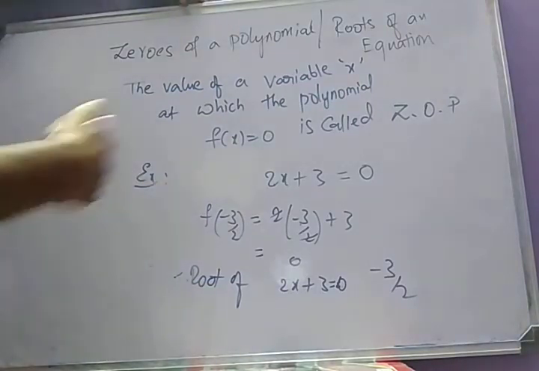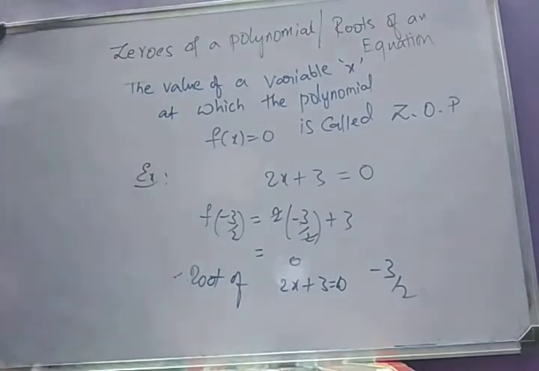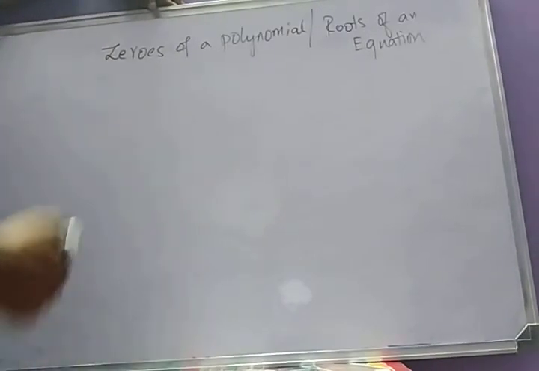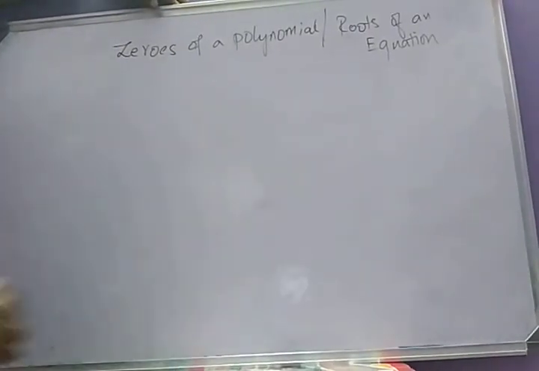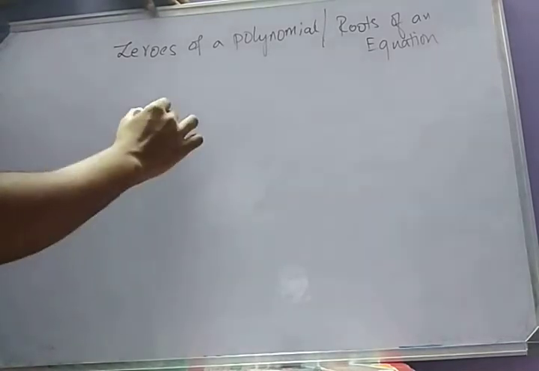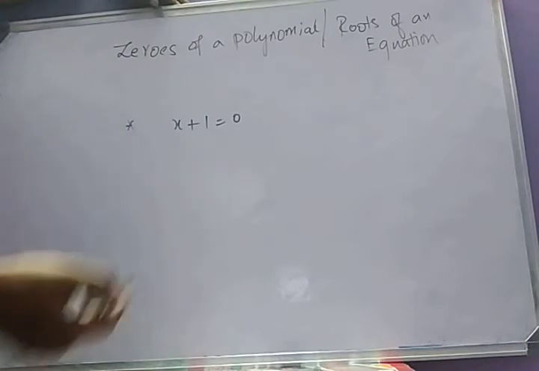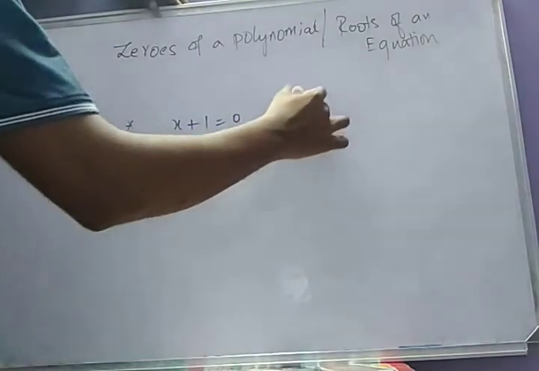Next, similarly, we can find the roots of quadratic equation, roots of cubic equation that we have already learned in 9th standard and also 10th standard. So let us continue with the geometrical meaning of zeros. Before getting into the geometrical meaning of zeros, the most important thing that you should know: if I take a linear equation, for example, x plus 1 equal to 0, how many roots are present for this linear equation?